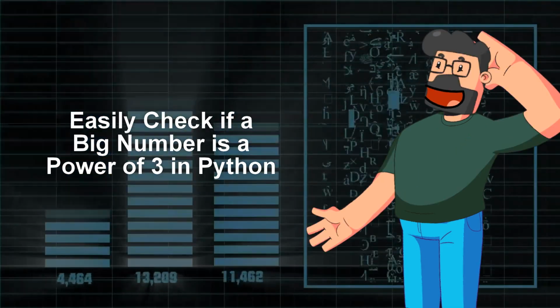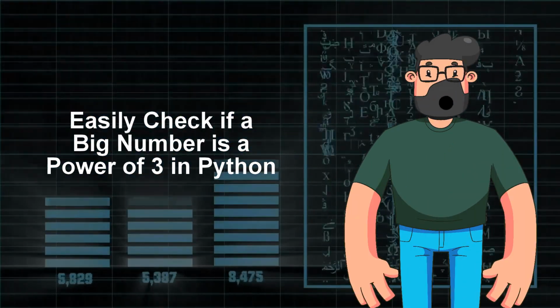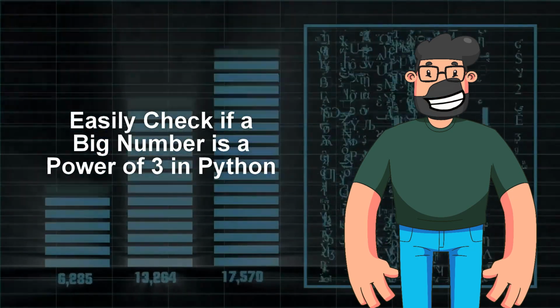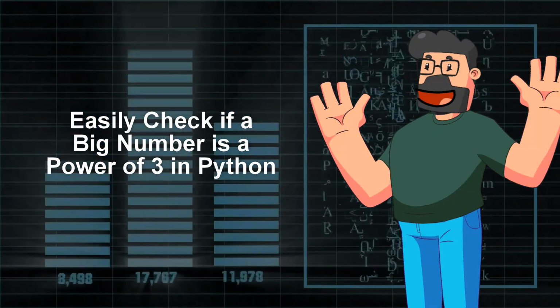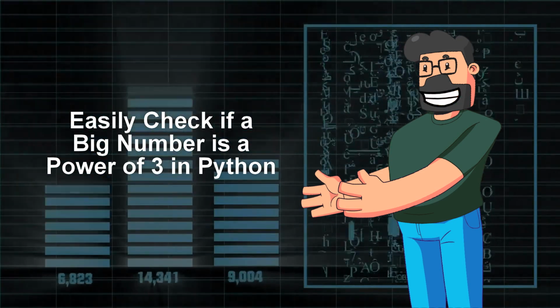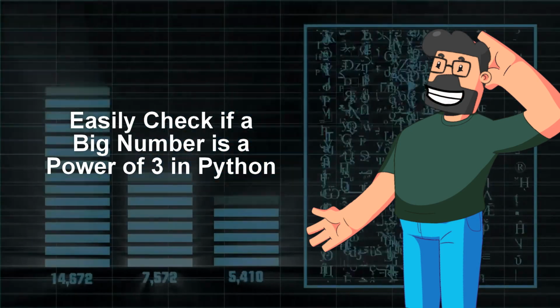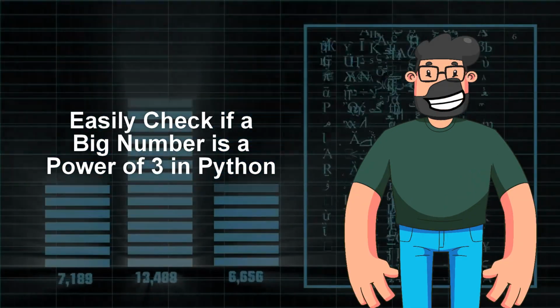Hey there! So, imagine you're faced with a problem where you need to determine if a super large positive integer is actually a power of 3. Quite a tricky situation, right? When the number can have up to 10 million digits, a straightforward approach like repeated division might not cut it. Let's dive into this fascinating problem.